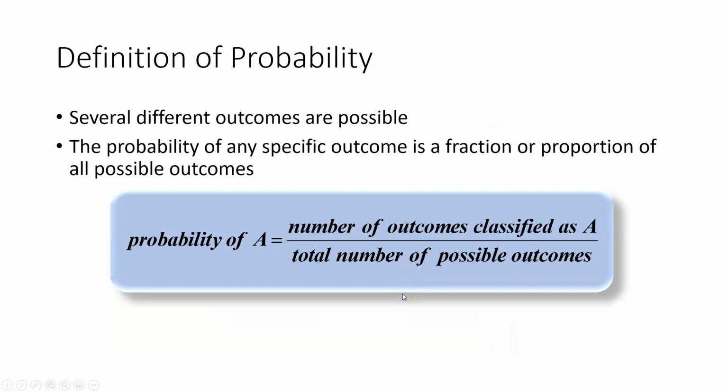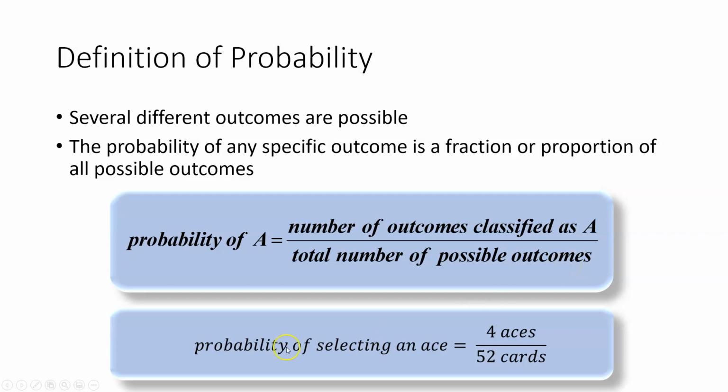So let's take a moment here and define probability. You first have to have several different outcomes possible. And then, the probability of any specific outcome is a fraction or proportion of all the possible outcomes. So the probability of event A occurring is equal to the number of outcomes that were classified as A, whatever we've called A, divided by the total number of possible outcomes. An example of this would be the probability of selecting an ace from a deck of cards is how many aces there are divided by how many total cards there are.